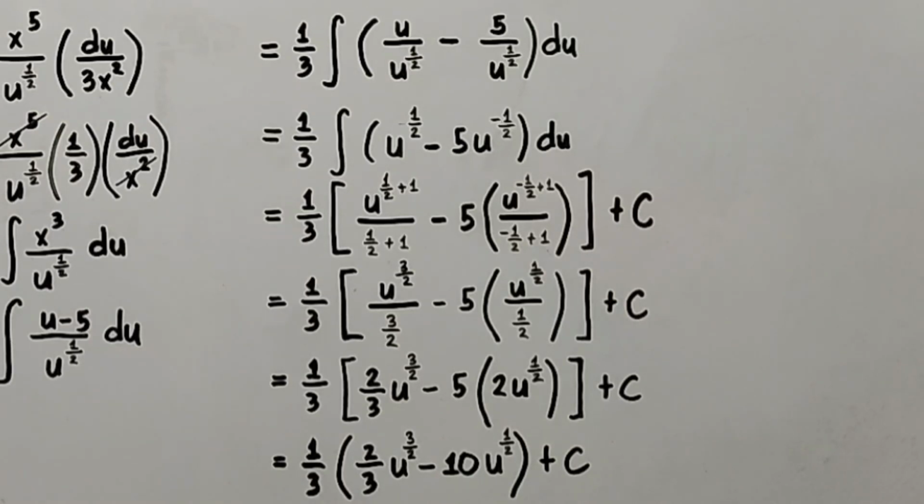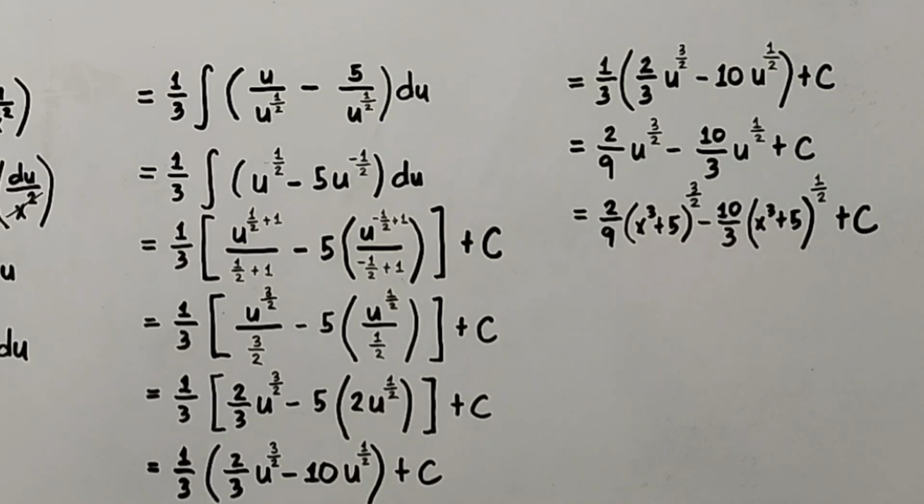And that is equal to 2/3 u power 3 over 2. And the reciprocal of 1/2 is positive 2. So we have 2 u power 1/2. Multiplying negative 5 and 2 u power 1/2 is equal to negative 10 u power 1/2.